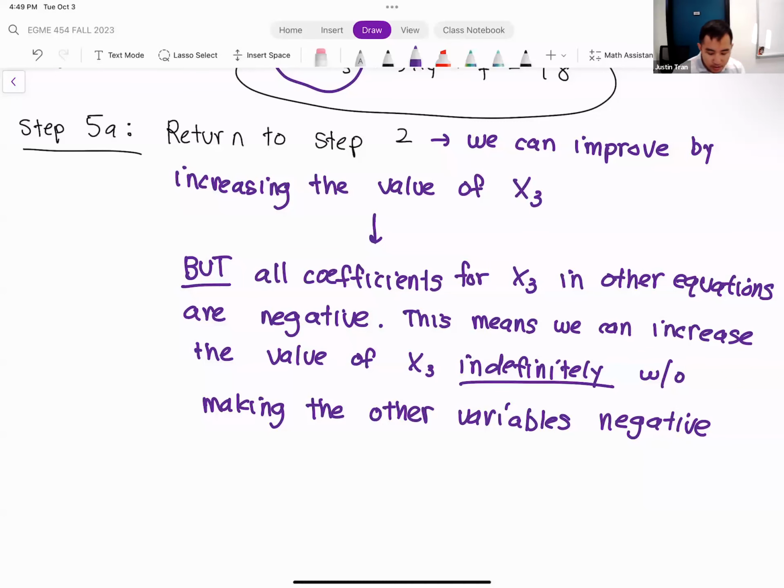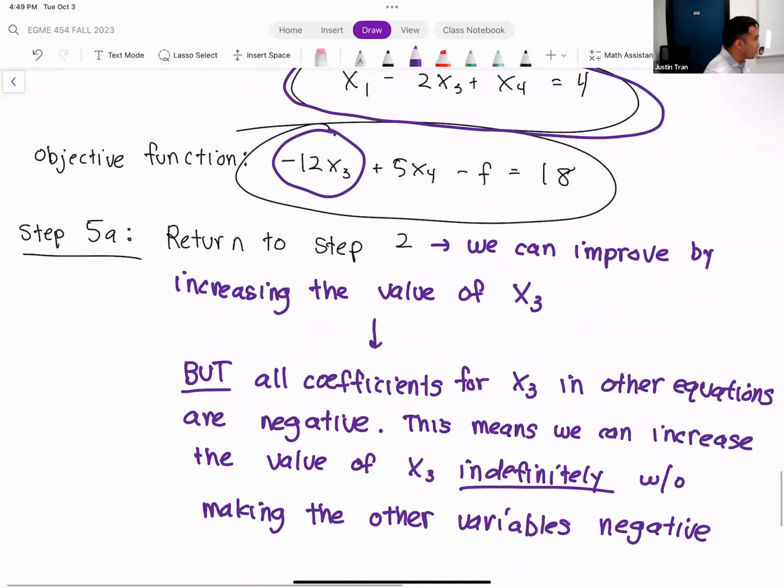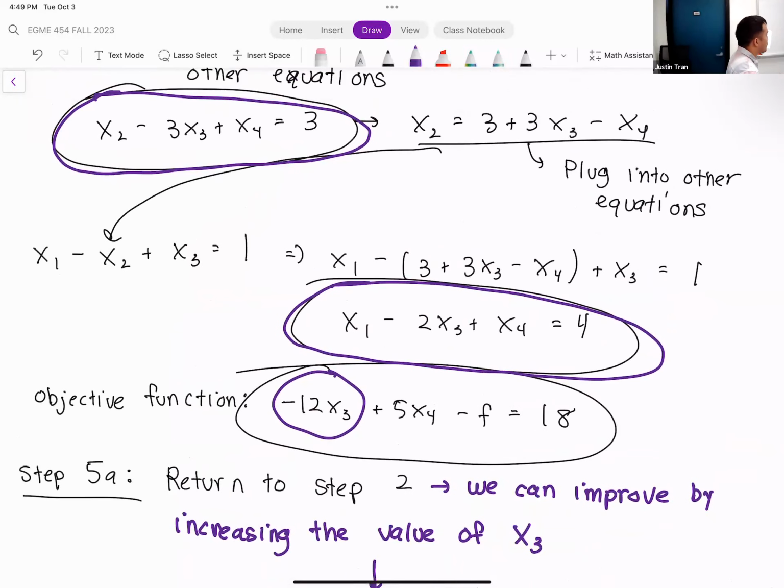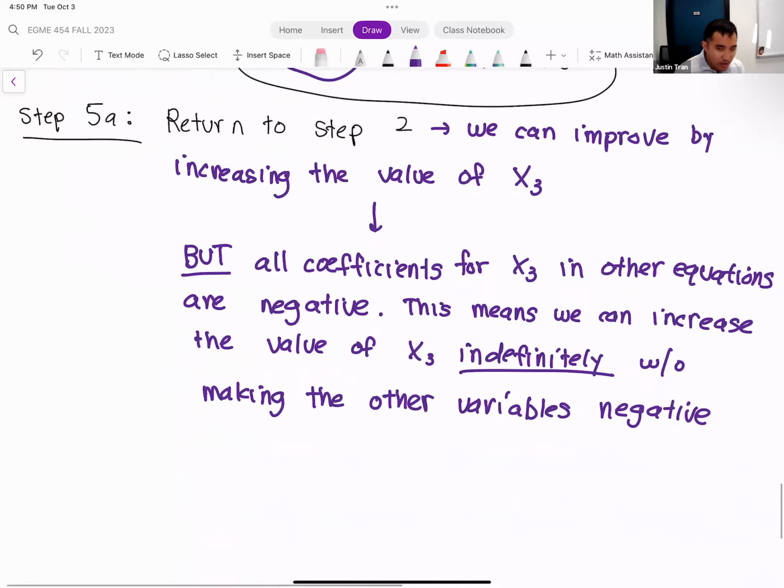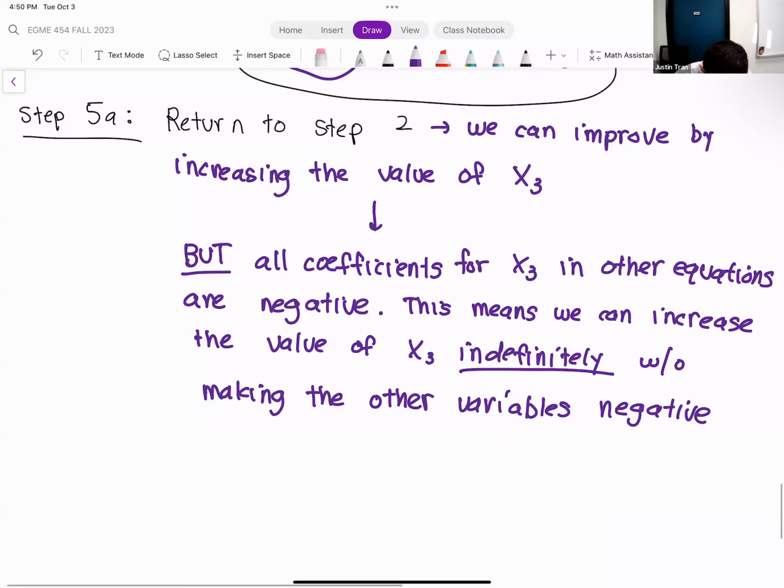But if we have a situation like this, where we know from our objective function that if we increase the value for x3, we're going to get a more optimal solution, and our other equations are telling us that we can do that without violating the other constraints, then there's nothing stopping us, right? And so we can go ahead and set x3 to be something infinitely large. We can set it to be 50, 500, 5 million, and still have technically a valid solution where each time we increase x3, we get more and more up. And so when you have a problem like this, we say that the solution is unbounded.